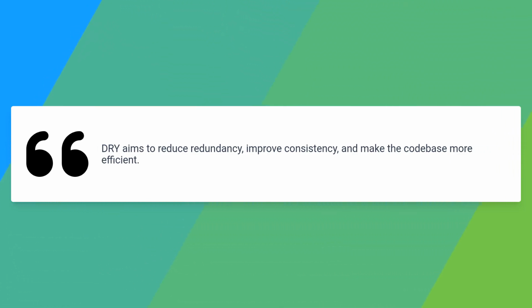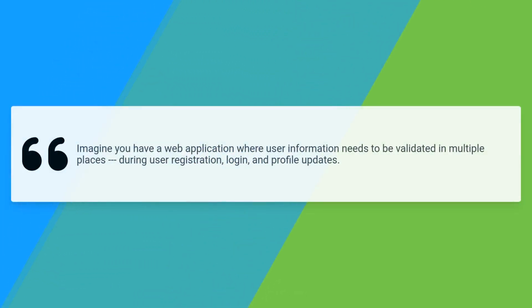Imagine you have a web application where user information needs to be validated in multiple places during user registration, login, and profile updates. Without adhering to DRY, you might have similar validation logic duplicated in each of these scenarios. However, by applying DRY, you could create a centralized validation module or function that is reused across all these contexts. Any changes or updates to the validation rules can then be made in one place, ensuring consistency and minimizing the chance of errors due to inconsistent rules.